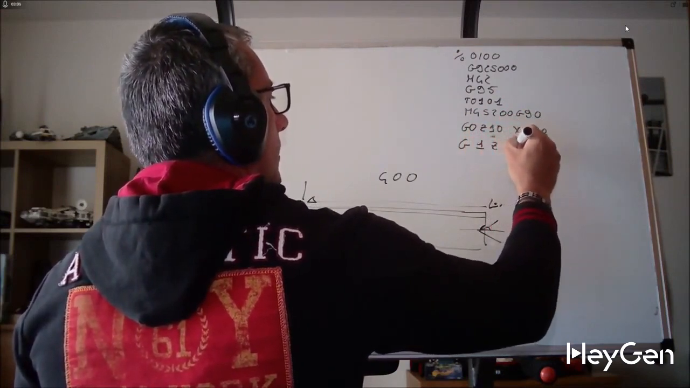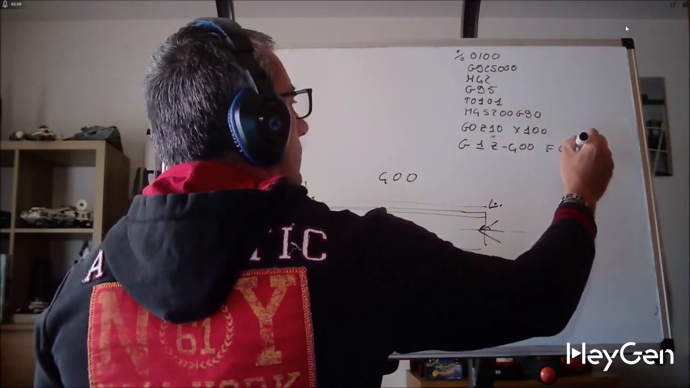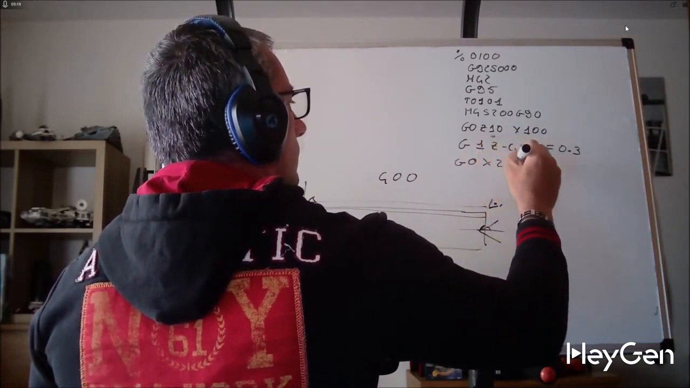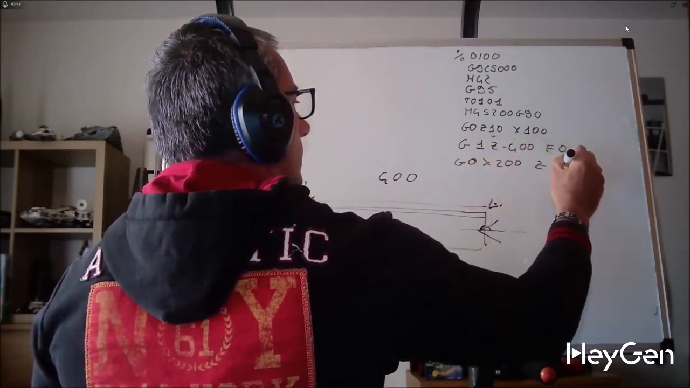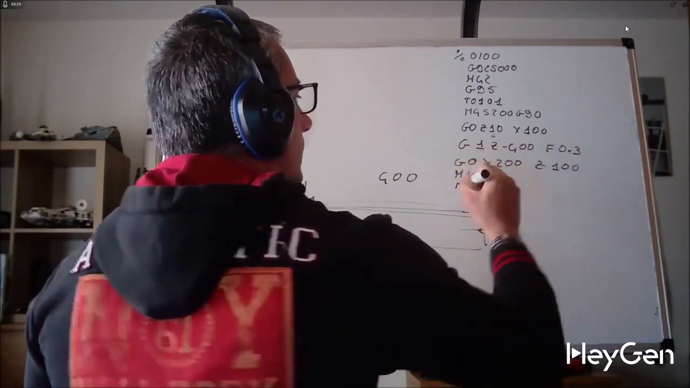It's a basic and simple program that basically tells my tool to go to 10 millimeters at the face of a piece with a diameter of 100, turning for a length of 400 millimeters at a feed rate of F03, and then it tells me to move away.